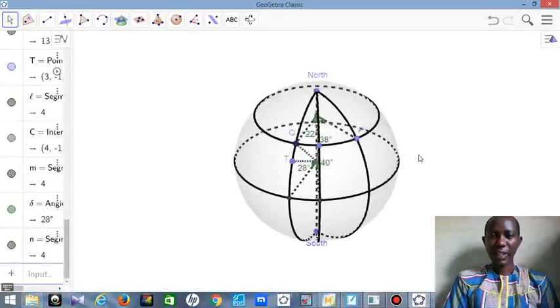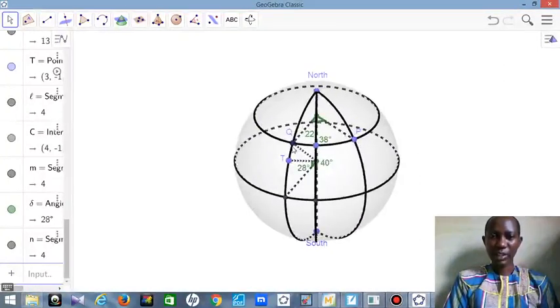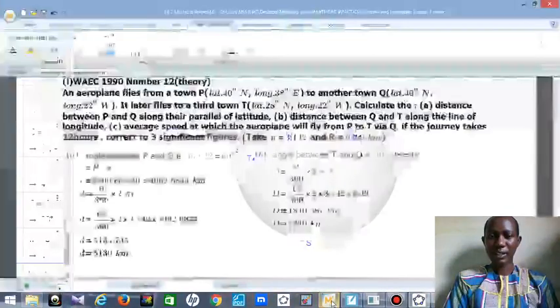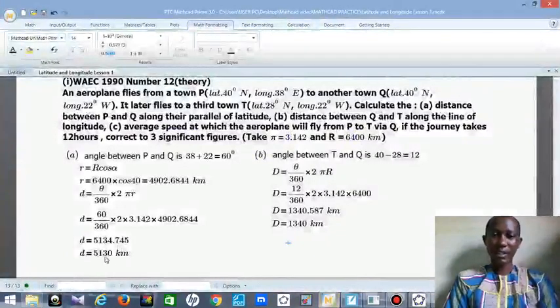Then you can see the other one we did, P and Q. You can see that it's very far. That's why the answer is larger, 5,000. You can see that distance is longer than this. So that is the answer for the B part.